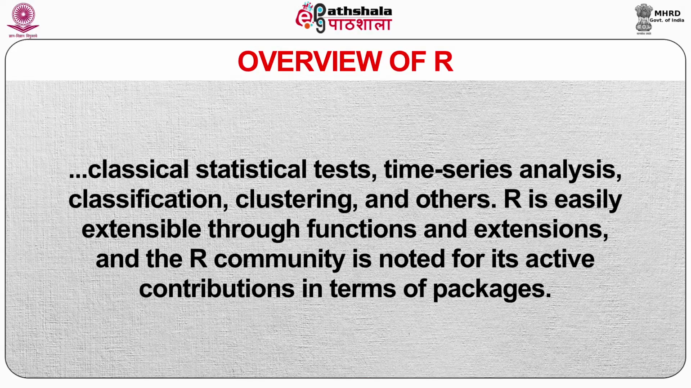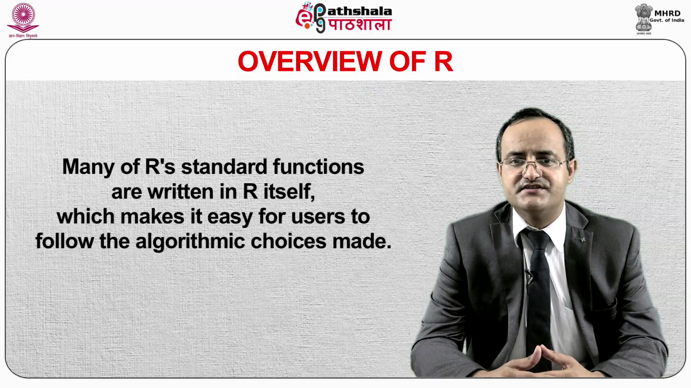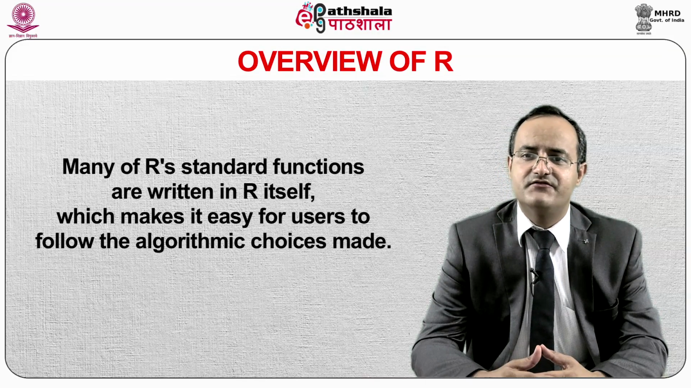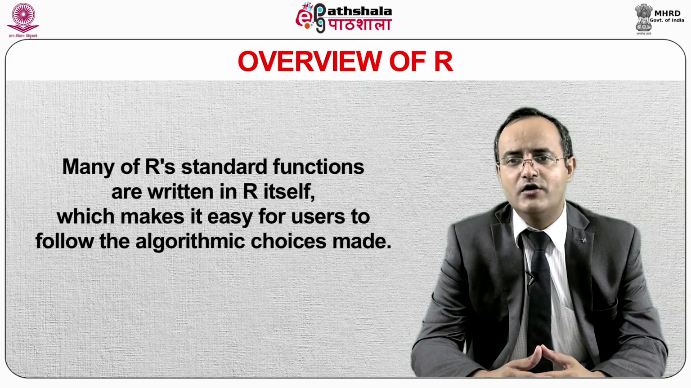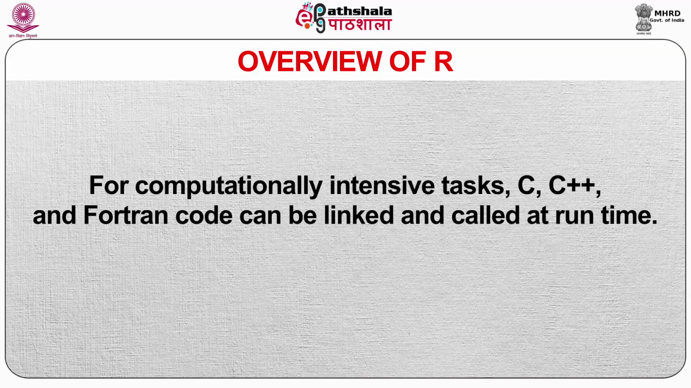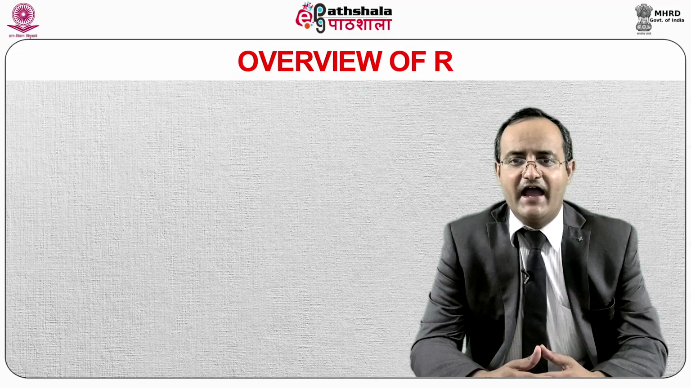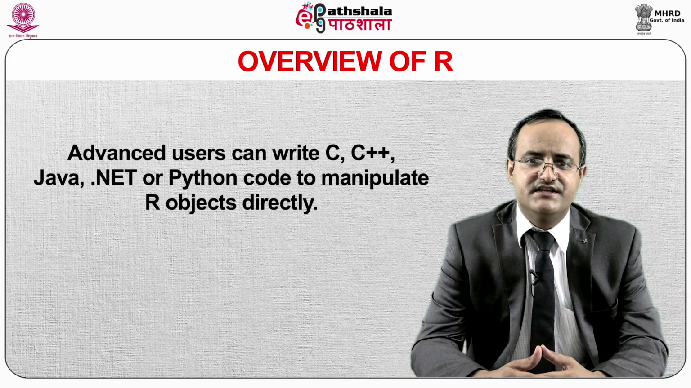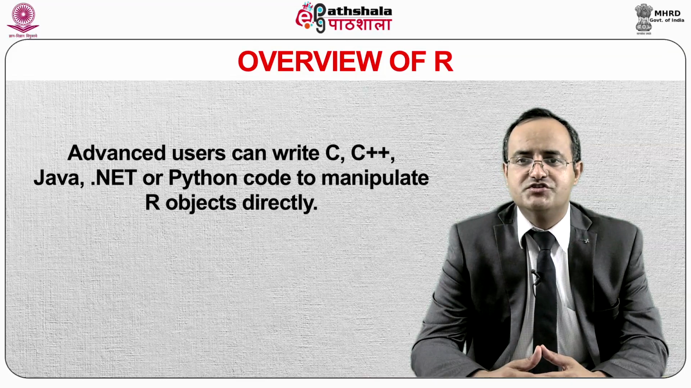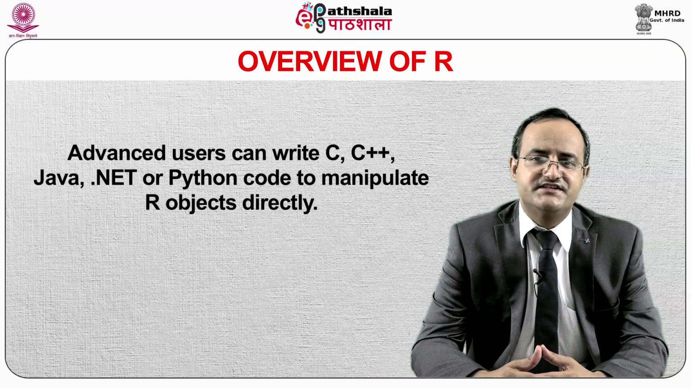Many of R's standard functions are written in R itself, which makes it easy for users to follow the algorithmic choices made. For computationally intensive tasks, C, C++, and Fortran code can be linked and called at runtime. Advanced users can write C, C++, Java, .NET or Python code to manipulate R objects directly.